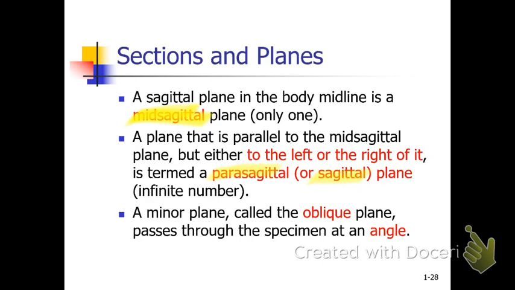One more thing is that sometimes you'll see the term oblique. An oblique plane is one at an angle. It isn't directly from the front, from the side, or from the top, as we've been looking at, but is from an angle, and that's an oblique angle.